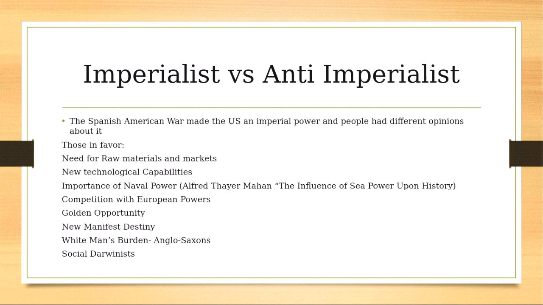Imperialist and anti-imperialist. What was the phenomenon? What were the pros and cons of both sides? Now, for the imperialist side, they said, like, look, we need raw materials for our machines, our factories. We're gonna run out of oil. We gotta go to places to have oil, rubber, so on. Forest, trees and everything like that. New technological capabilities as well.